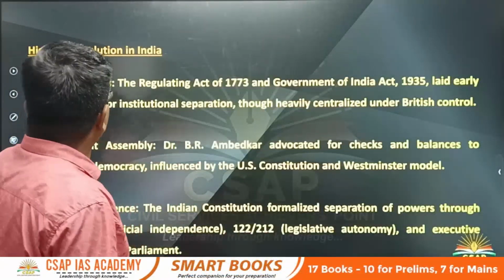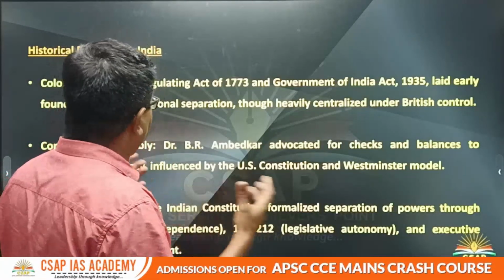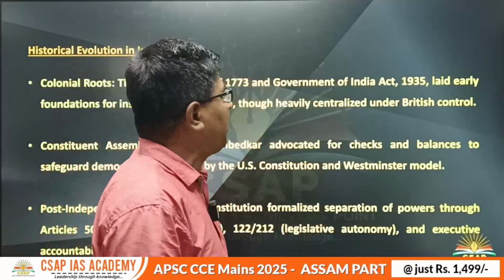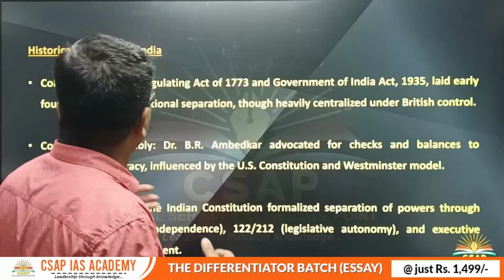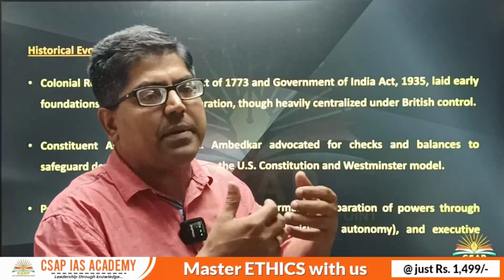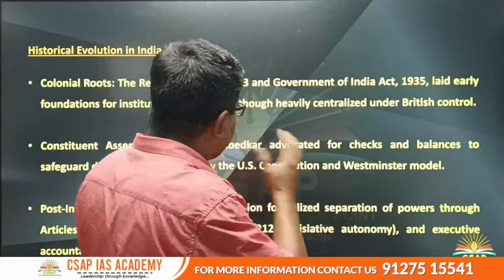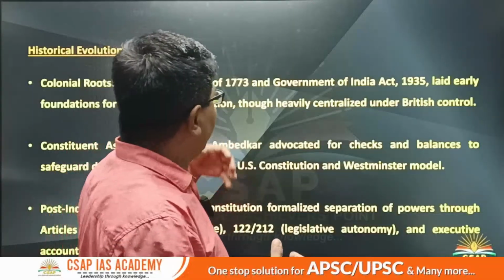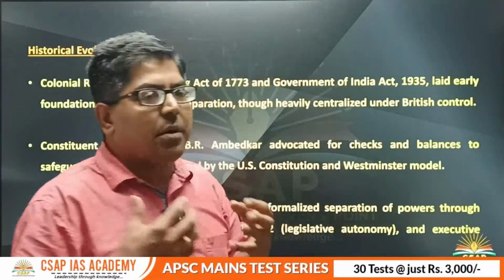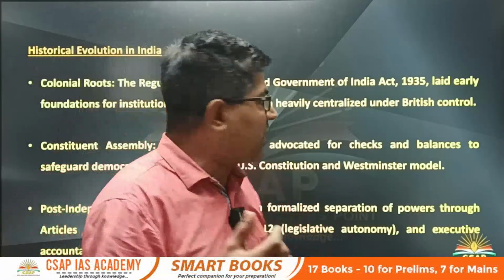Now let's look, in brief, at the historical evolution of this concept, how this separation of power has come up. So we have the Regulating Act of 1773 and the Government of India Act 1935. This basically laid down the foundations for institutional separation, right. So they basically separated the institutions in that sense, though in this framework there was heavy centralization, and the British exercised greater control, so the provinces did not enjoy that much power.